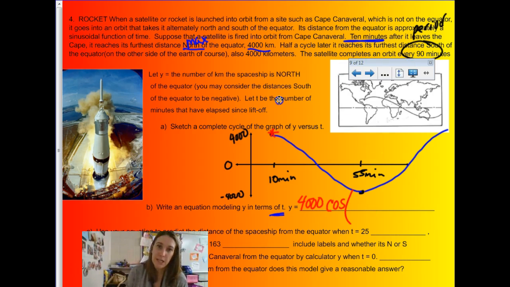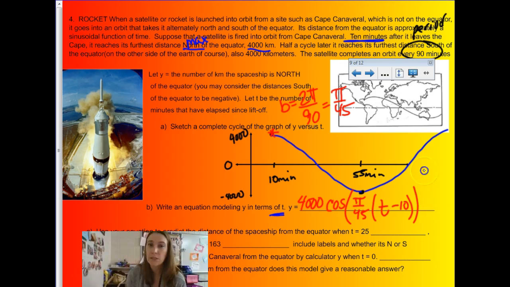The period is 90, so the b value is 2 pi over the period, which if I reduce that would be pi over 45. Now I'm going to leave it in factored form because there's a phase shift. So let's call that t, and then shifted right 10 minutes, so minus 10. And then there's no vertical shift because the equator we're going to call 0.